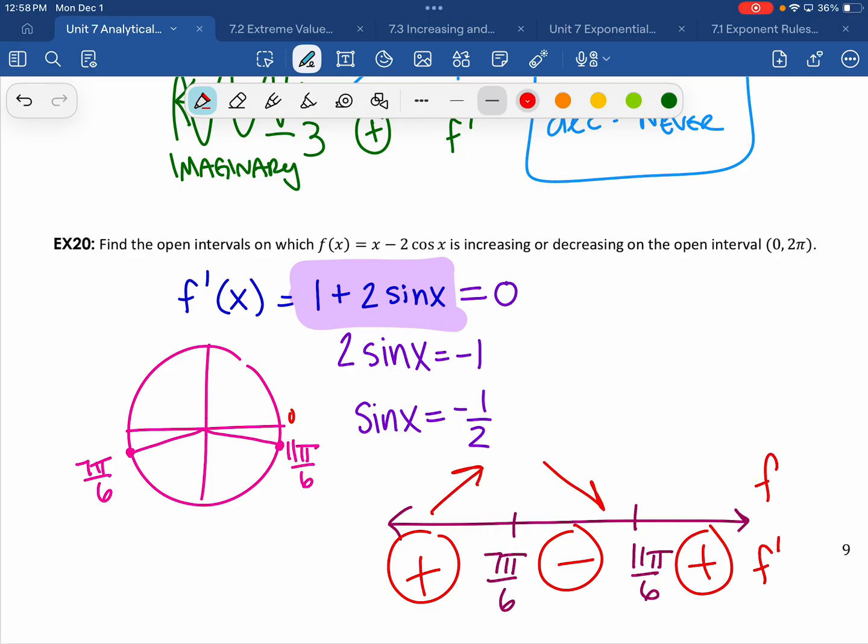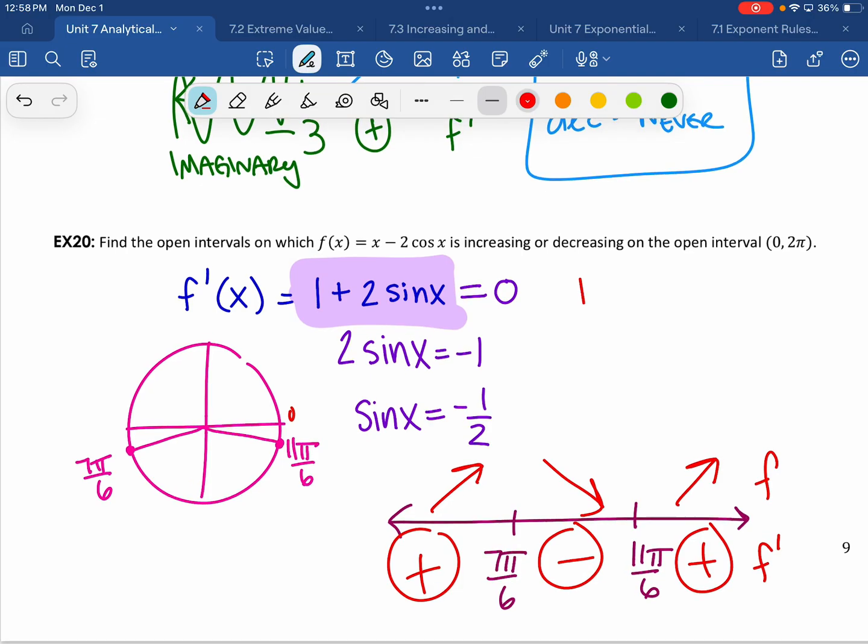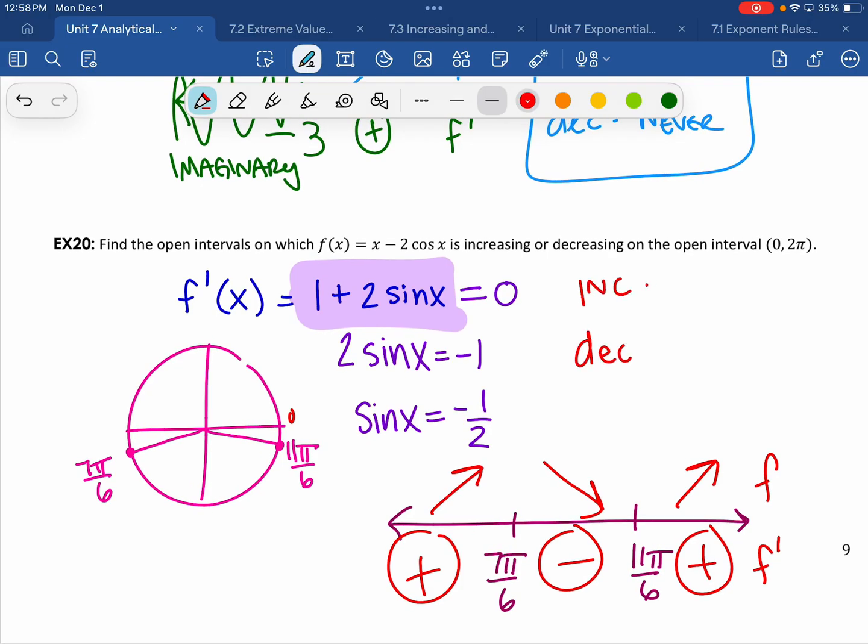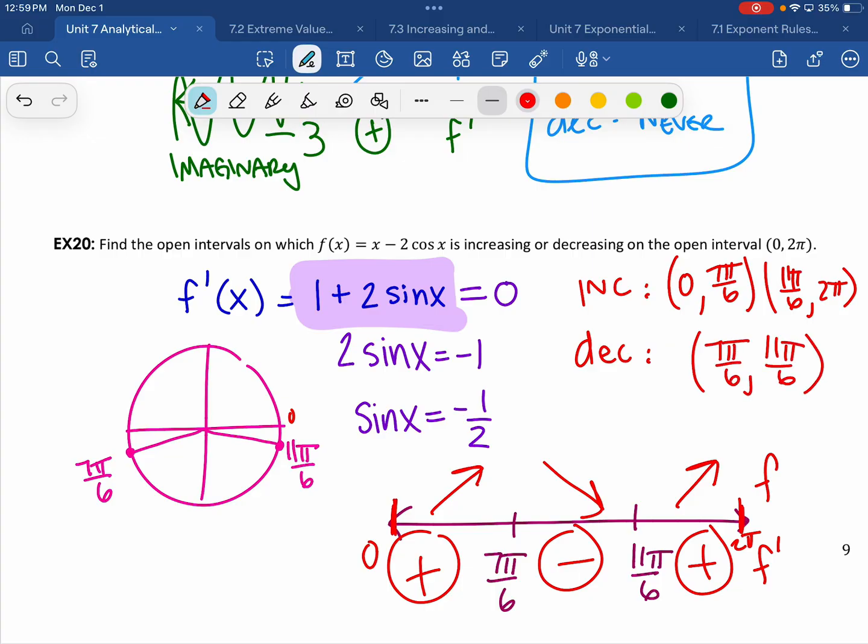So my f is going to be increasing, decreasing, increasing. Just be careful about your intervals because you're not going to infinity. You're starting at 0, so this interval is technically starting at 0, and this one is ending at 2 pi. Does that make sense? So 0 to 7 pi over 6, because it's on the unit circle, and 11 pi over 6 to 2 pi is increasing, and decreasing would be 7 pi over 6 to 11 pi over 6.